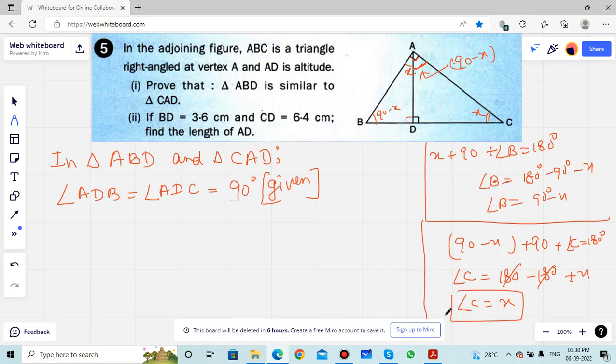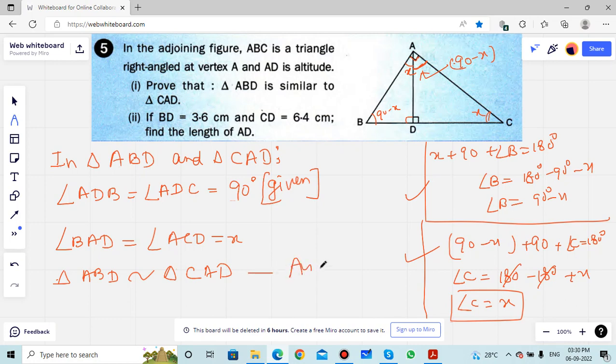Now we have all the three angles equal. We don't need too much, just two angles were supposed to be done. Now we got here in the two triangles, we see that angle BAD is equal to angle ACD, and those are equal to x. We just did it over here. Fine. So by AA, triangle ABD is similar to triangle CAD. Is it done? So we have proved one part of it, and that's the first answer. Okay, this was the first question. We have done it here.